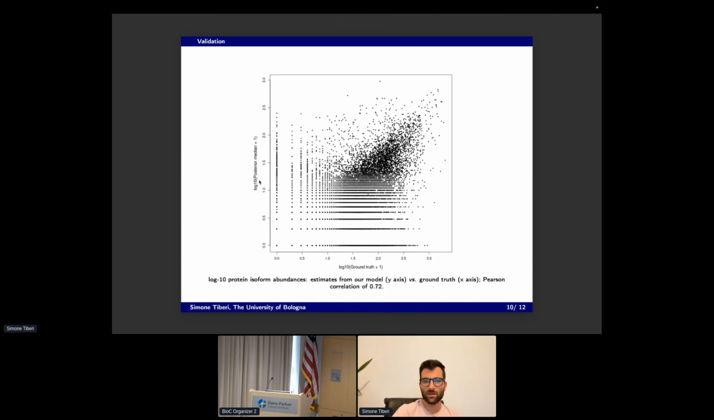In terms of abundance, you can see here you have the estimates of our method versus, again, the noisy ground truth, and they have a good correlation of about 72%, which is, if you think about it, not too bad because the ground truth itself is noisy. This is not a simulation. Again, this is taken from a subset of the peptides.